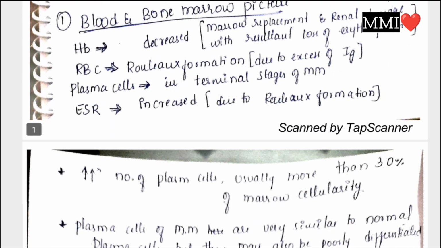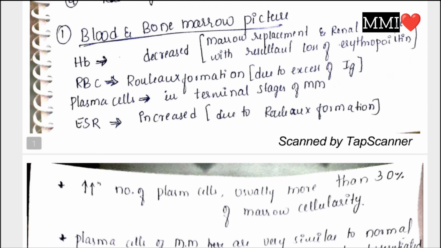Now, first starting with the blood and bone marrow picture. How will the patient's blood be? First, coming to the hemoglobin, it will be decreased. Hemoglobin is decreased because of marrow replacement and renal damage with resultant loss of erythropoietin.